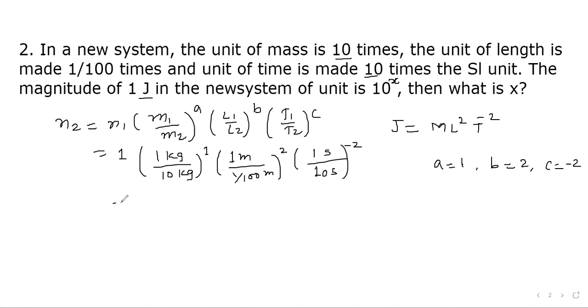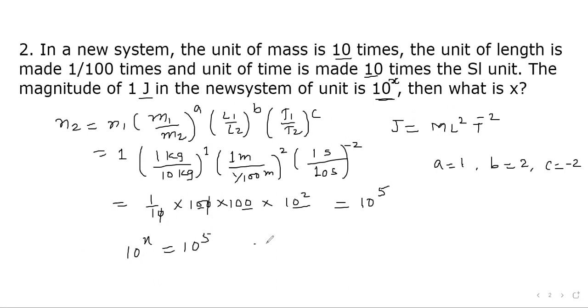We arrange it. So this will become 1 upon 10, this will become 100 into 100, and this will become 10^2 again. So one 10 will cancel out from here. So total 10^2, 4, 5, 10^5. Here it is given 10^x. So 10^x equal to 10^5, which gives x equal to 5.